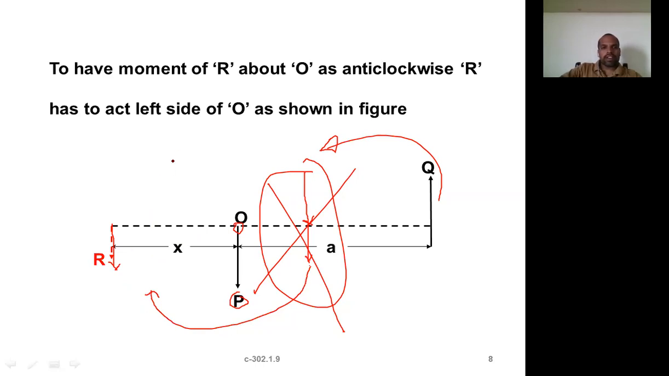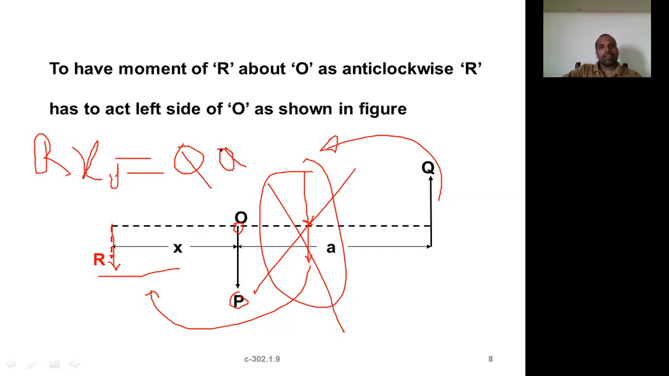So what is the Varignon theorem? The resultant moment, what is the resultant moment? R into X. R into X is equal to the algebraic sum of all the moments due to the forces, which is Q into A. Right, R into X is equal to Q into A. So what we need is X. Solve for X. X is equal to Q by R into A.